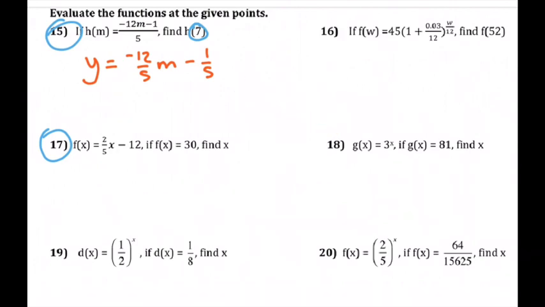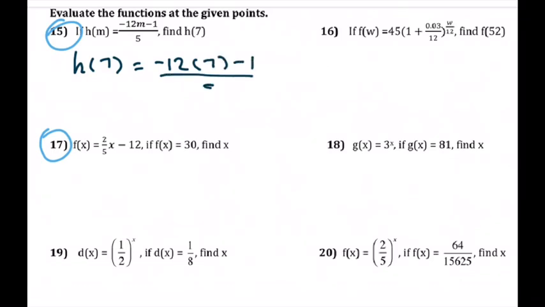You don't have to do all of that, but I'm just trying to explain what this is talking about. To do h of 7, all you need to do is plug it in. I know you know negative 12 times 7 without a calculator because you had to learn that before school started. So negative 84 minus 1 divided by 5, so that's negative 85 divided by 5, and you can do that. Try to do stuff like that without a calculator. You don't really need a calculator for that question. It's negative 17, and so that's what h of 7 is.